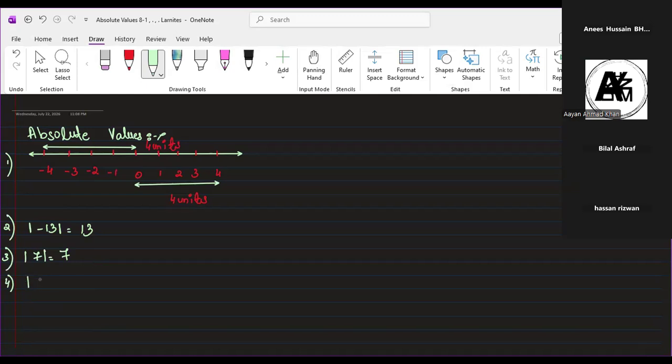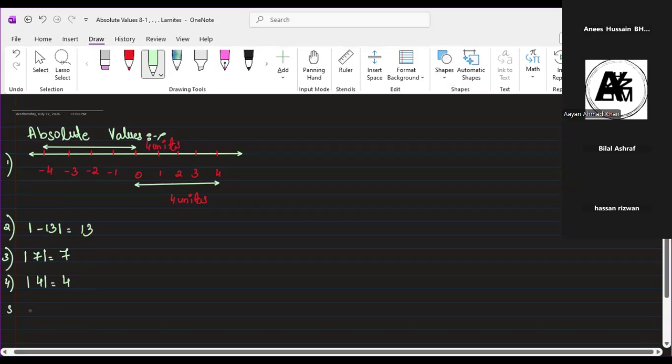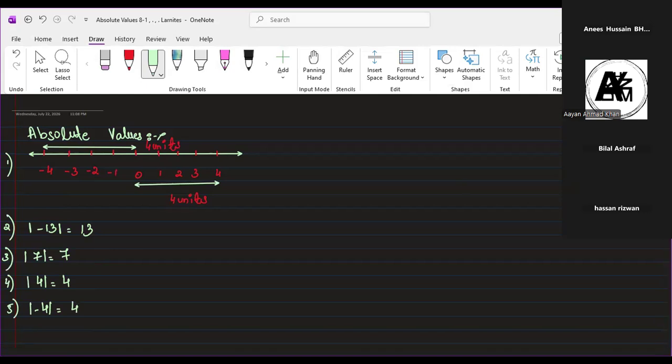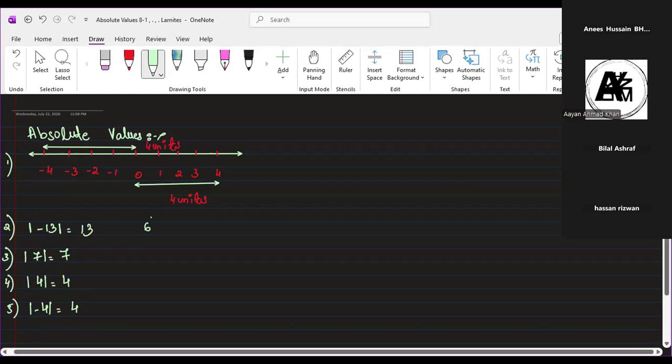For example, if I ask you what is modulus 4, your answer would be simply a positive 4. If I ask you what is modulus -4, still the answer is a positive 4. Alright? Does it make sense to all of you? Okay, nice.